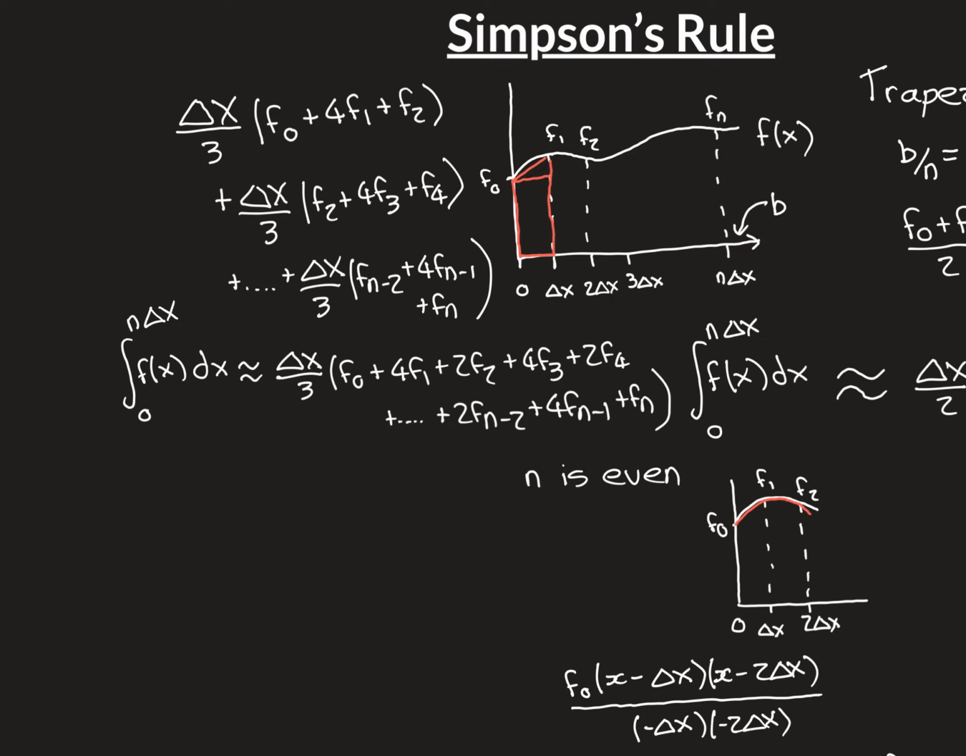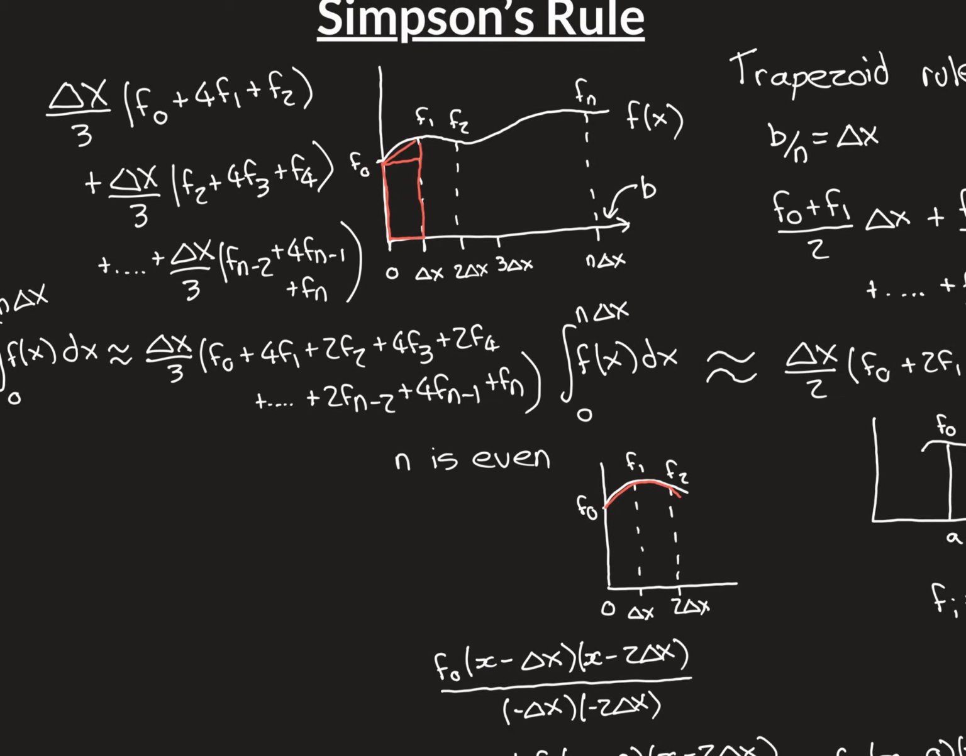and it will alternate in this way, so you'll have 4 times the odd terms, and then 2 times the even terms, and then the 2 terms right at the end are the only ones with 1 in front of them. So that's it in its final form. This is Simpson's rule for numerical integration or numerical approximation of integration.